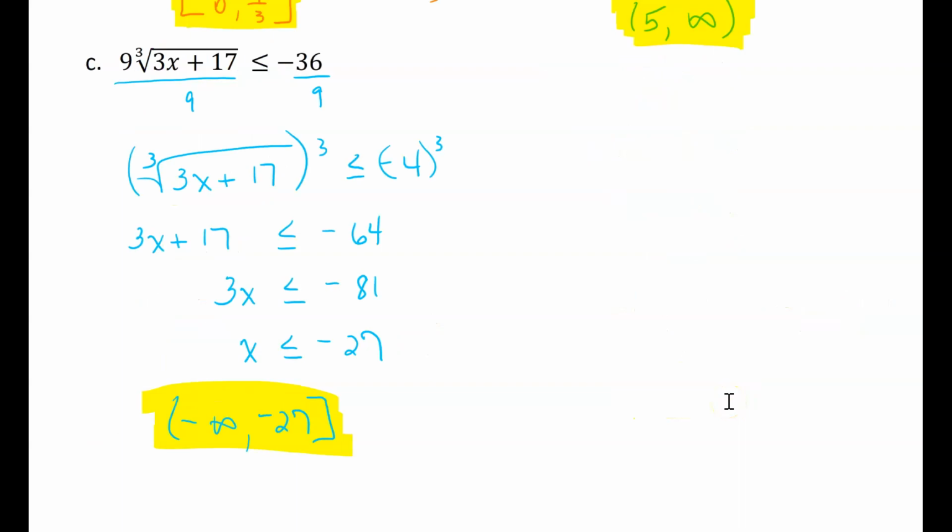Okay, so here is the final you try. In isolating x, we find that x is less than or equal to -27. And because this is a cube root, it's odd, there are no domain restrictions to take into account. So our final solution is just -infinity to -27.